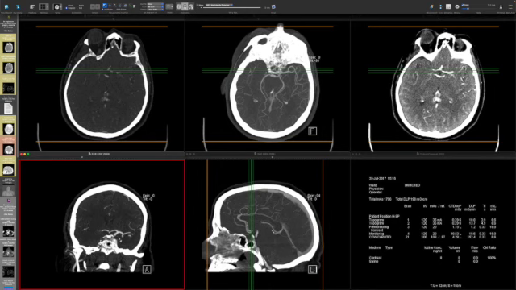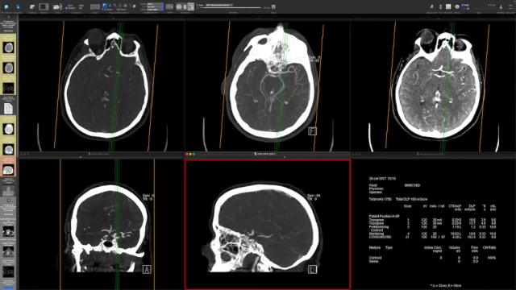You can see the carotid terminus a little bit nicer on the coronal reconstructions. Here it is on the left. Here's the terminal segment as it goes vertical, and then that divides into the left middle cerebral artery and the left anterior cerebral artery.